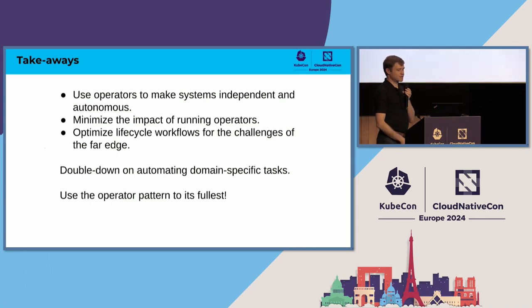Okay, what are some takeaways? We want you to use operators to make your systems independent and autonomous. Like we're talking about the far edge, that operator is an extension and a representative of you. It is your opportunity to automate the things that you or an SRE team might do in the middle of the night when some problem happens so that you don't actually have to get paged. And of course, with the device edge, we're talking about tens of thousands, maybe hundreds of thousands of devices, at a scale at which you really can't afford to be addressing them directly anyway.